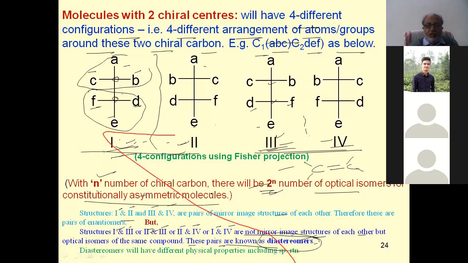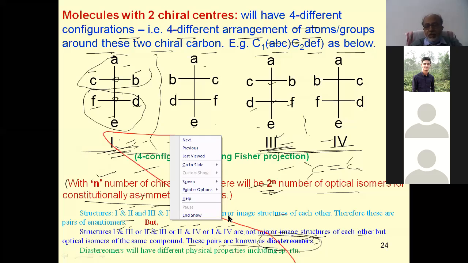In the case of enantiomers, their physical properties are going to be the same. But in the case of diastereomers, like 1 and 3, their physical properties are going to be different. So that point you have to note down. In geometrical isomers also, cis and trans have different physical properties.